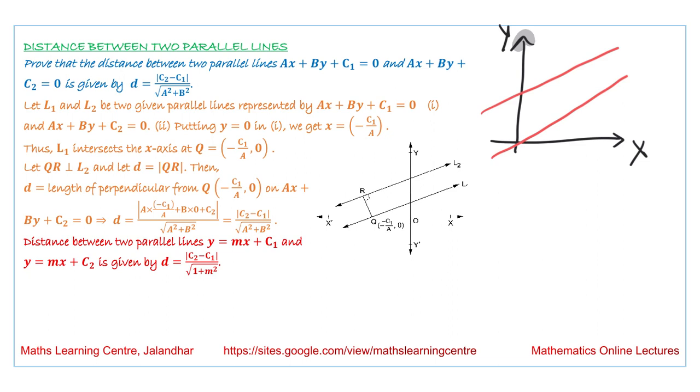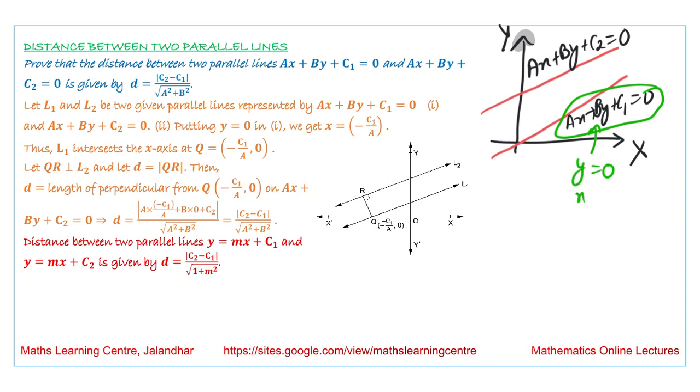The equation of the first line, we are saying it is ax plus by plus c1 is equal to 0. These two lines are parallel. So the equation of the second line is ax plus by plus c2 is equal to 0. Now in the first equation, if we substitute the value of y is equal to 0, we obtain x is equal to minus c1 by a. It means this point we obtain is minus c1 by a.